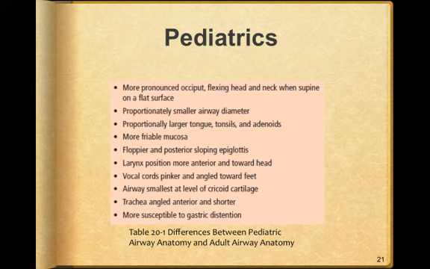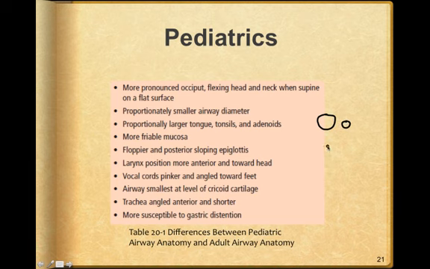Pediatrics. Pediatric patients very simply have a more pronounced occipital area or head. The flexion of their head and neck on a flat surface can occlude the airway. They have a proportionally smaller airway diameter. Now, an adult has an airway about the size of a dime, and it is said that a pediatric airway is about 1/3 that size.